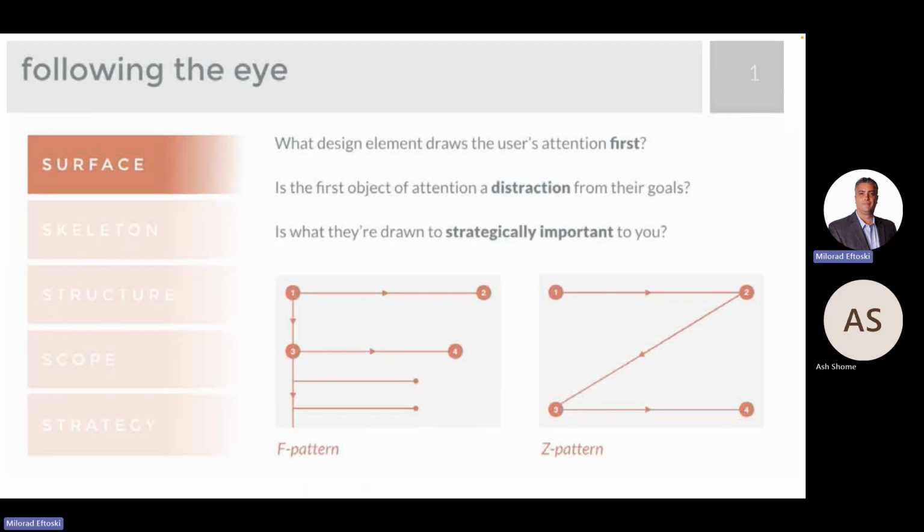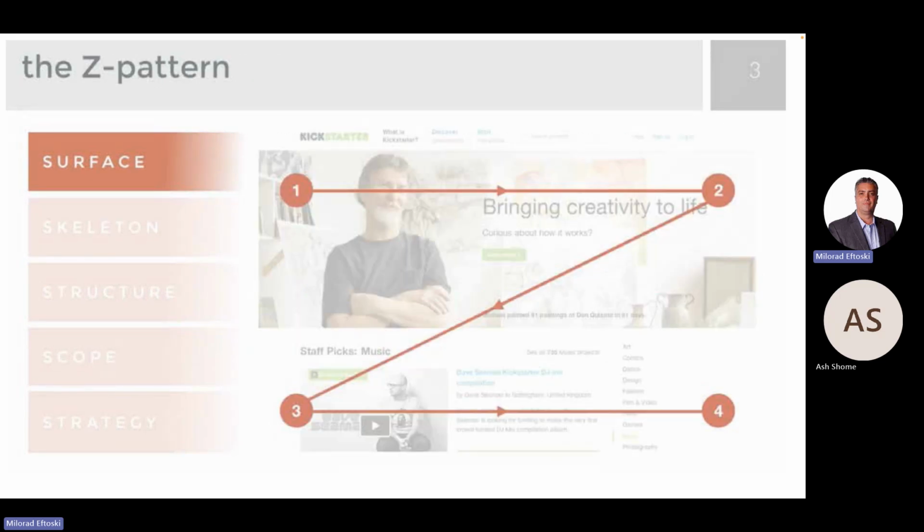Okay. Following the eye, you guys know about the F pattern and the Z pattern, different ways of controlling how people perceive information. Okay. Here's an example right here. Look, 1, 2, 3, 4, right? Most of us look at things that way, right?